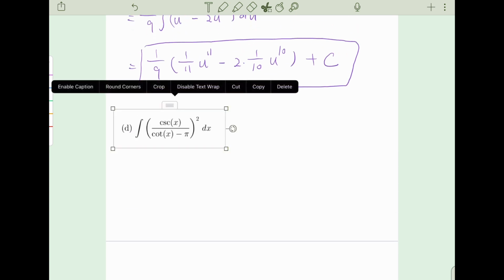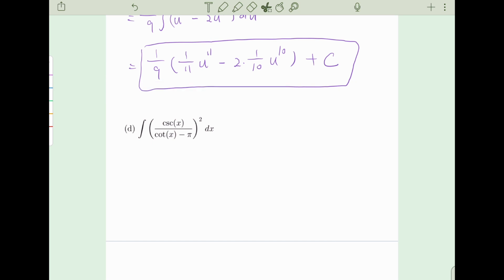So question D here seems very complicated, and the complicated thing here is the cotangent x minus pi, right? So we will try to let u equal to the cotangent x minus pi, right? And then we take the derivative on both sides.